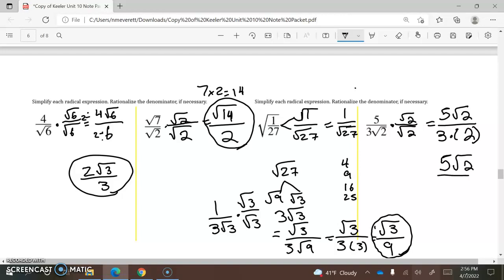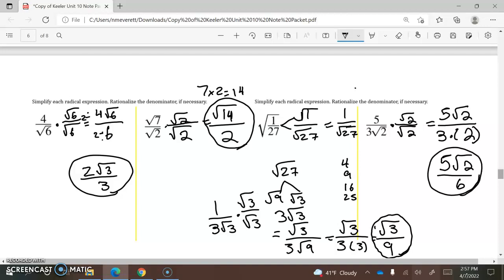5 times square root of 2 over 6. I can't simplify the 5 over 6 as a fraction, so I just leave it. Square root of 2, I cannot do anything more with that. Do not simplify it with the 6 on the bottom. We just leave it like that.